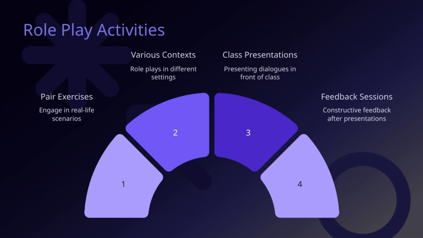Now, let's look at some practical ways we can develop our communication skills through various activities. First, we have role plays in different settings, which help us practice real-life scenarios in a safe environment. These exercises are great for building confidence and adaptability. Next, engaging in pair exercises and role-play activities allows us to simulate conversations and receive immediate feedback. This is crucial for improvement and understanding different perspectives.